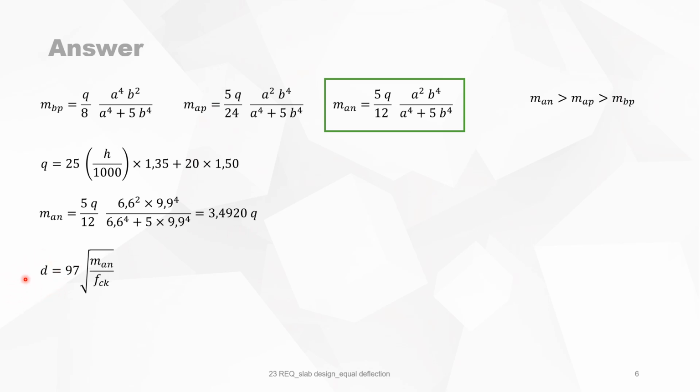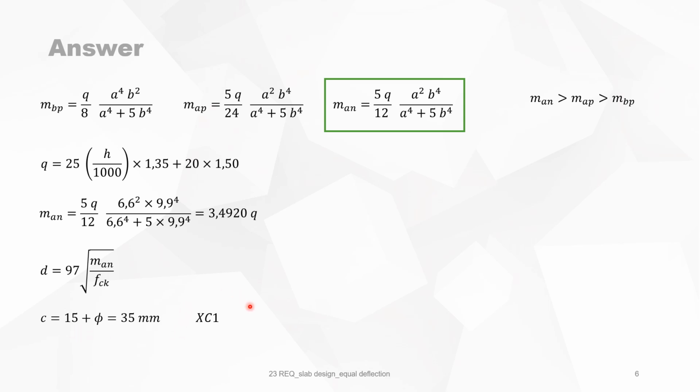The optimal effective depth of the slab, we have seen that in the lectures for a slab, is 97 times the square root of the bending moment divided by the concrete quality. Bear in mind that this formula, the 97, is valid for units MAN in kilonewton meter per meter, FCK in megapascal, and D is then in millimeters. So don't make any mistake for this formula.